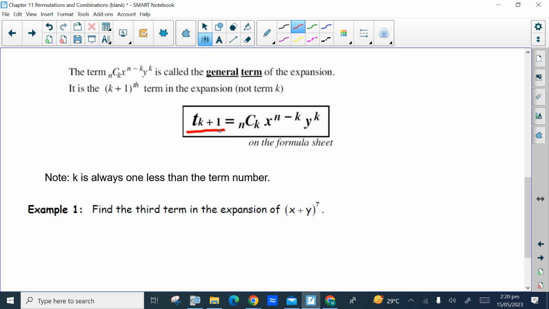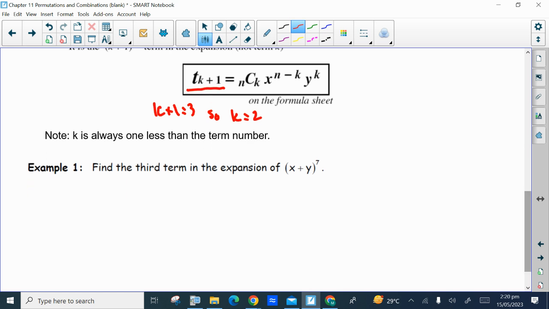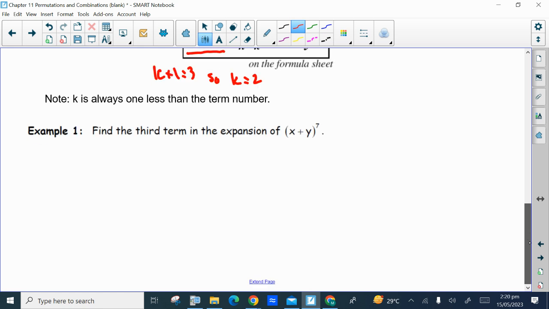If you want to find the third term, k plus 1 would have to equal 3, so k would have to equal 2. The value of k is always 1 less than the term number. Because sometimes you might be asked just to find a specific term. Now, you could do the entire expansion and then go back and see what, in this case, the third term is, right? Or you can just use the formula.